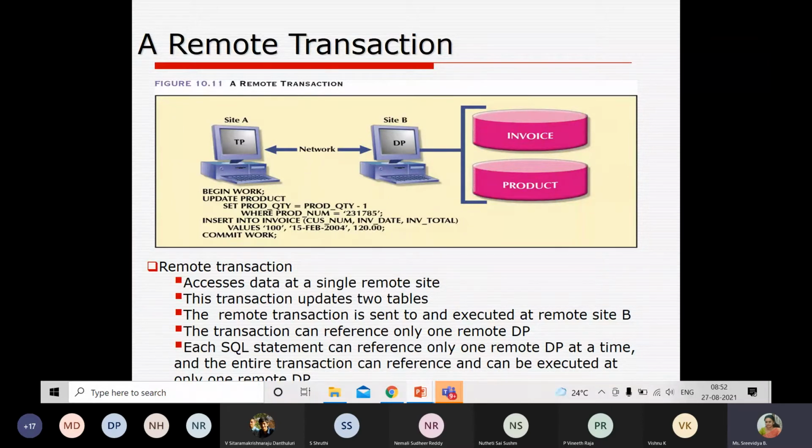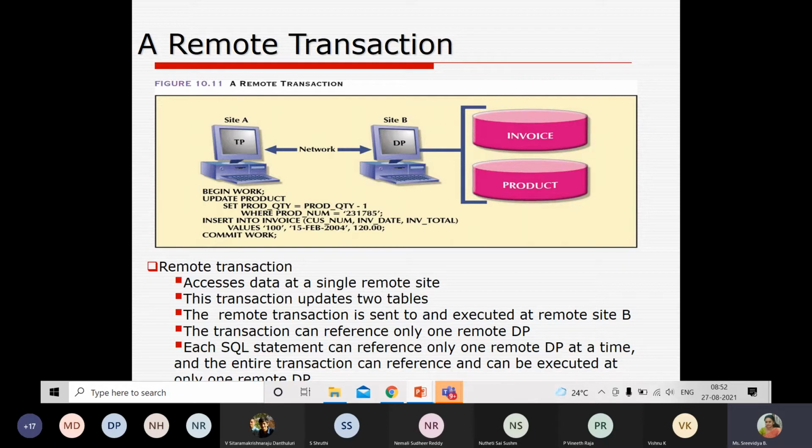So what happens is the transaction processing unit at site A has sent out a request saying that this is the transaction I have to execute. Now in this case, you have only one data processing unit because the entire database, or multiple databases, is situated in a single site, or I can say a single machine. As in our lab exercise case, both are in the same server machine, but two different databases.